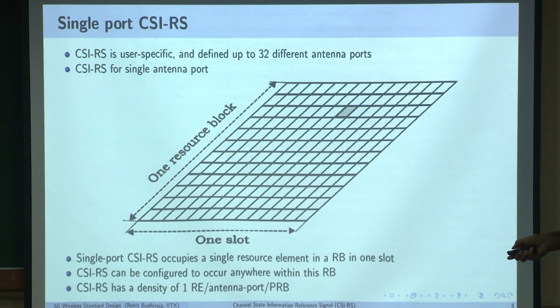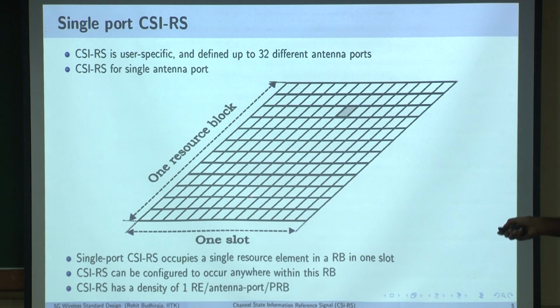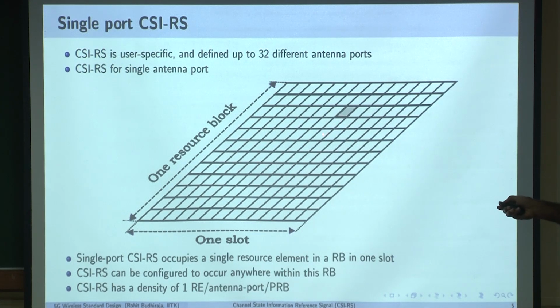And we'll see that this is one example. You can increase the density also. If I say it is 3 REs per antenna port per PRB, what does that mean? I can configure this CSI-RS to come here and to come here, or I can configure it to come here, here, here, anywhere in this PRB. That's what it means, right? So typically this is the technical jargon used for CSI-RS: how many REs per antenna port per PRB you are transmitting. If the channel is varying over the PRB, you will use a higher density CSI-RS.